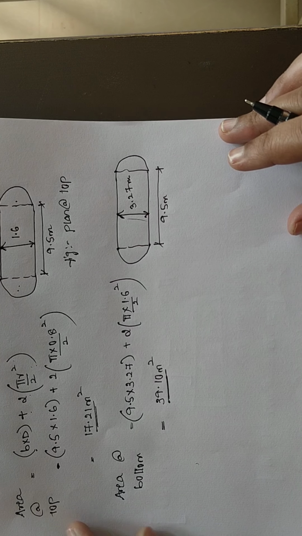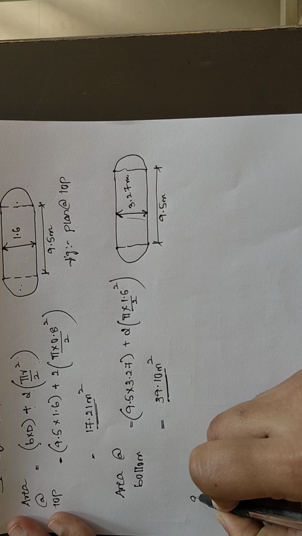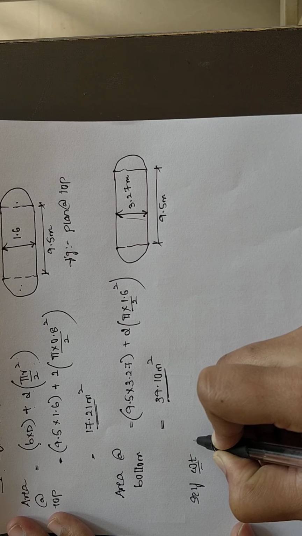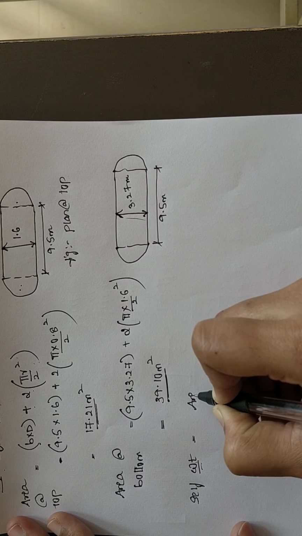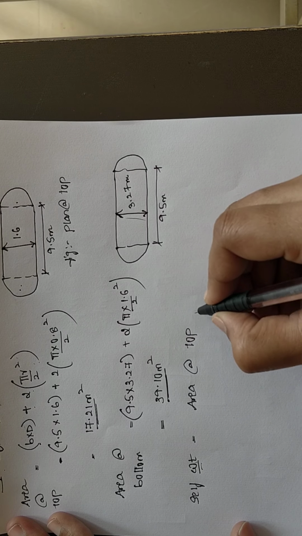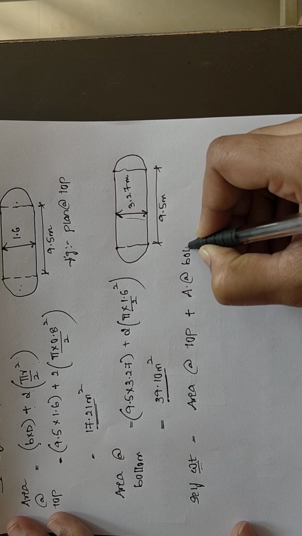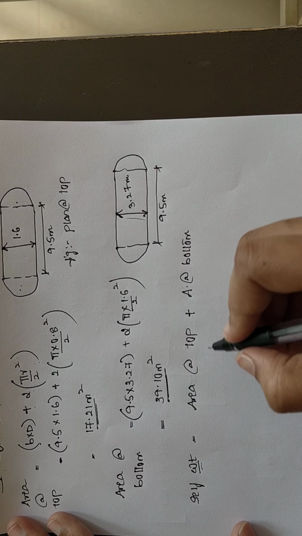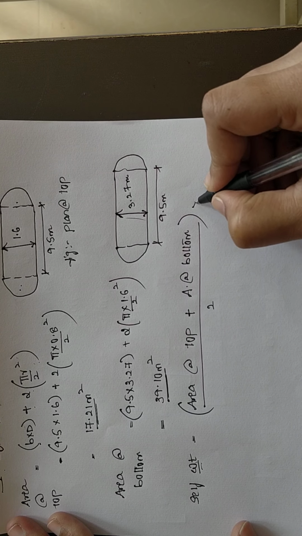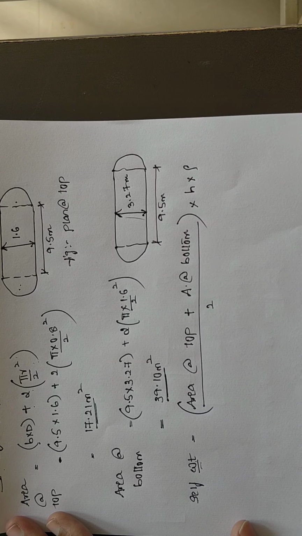Once you calculate the area at the top as well as at the bottom, you should calculate the self weight. Self weight is area at the top plus area at the bottom, divided by 2, multiplied by height, multiplied by density.